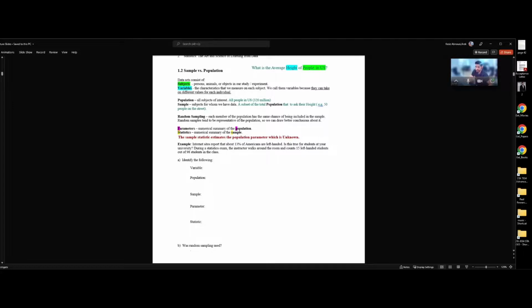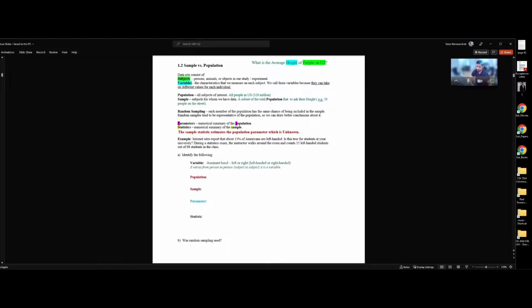As you can see, we have this information. So the answer is whether the person is left-handed or right-handed. So the dominant hand, left or right. So it's a variable because it varies from person to person, right? Like the GPA and the height.